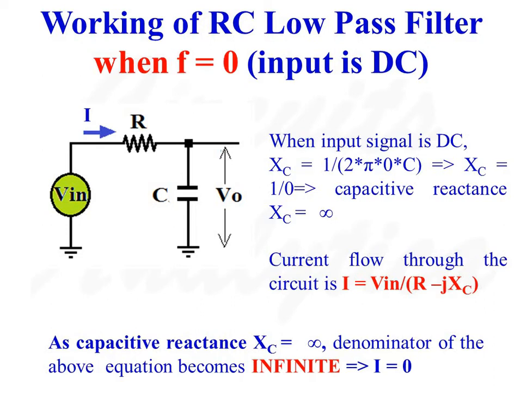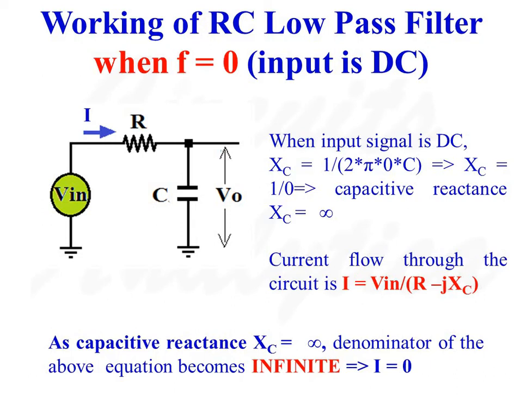Now let us discuss the working of RC low pass filter when input signal is a DC signal, or when frequency of the input signal is equal to 0. When a DC signal is applied as the input, capacitive reactance Xc is given as Xc is equal to 1 by 2 pi Fc. So capacitive reactance Xc is equal to infinity.